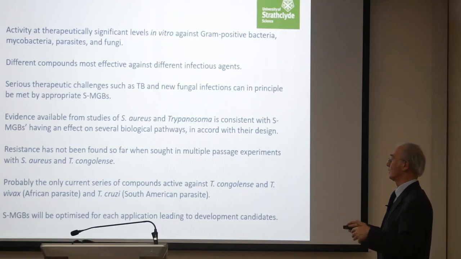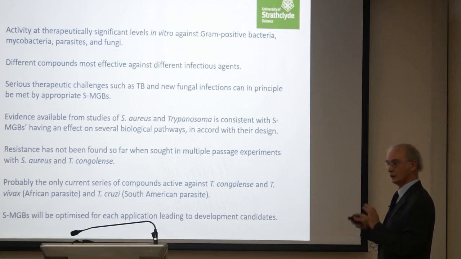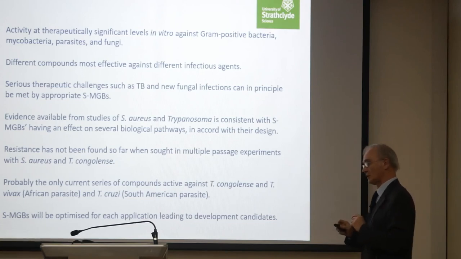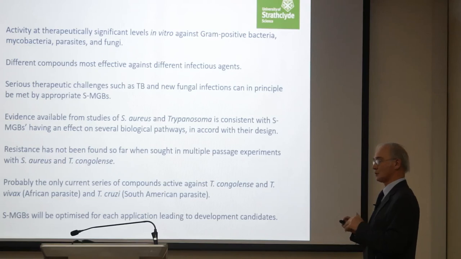I think it will come. I can't believe that biology isn't capable of finding resistance to our compounds, but it's going to be a lot tougher job to find than with a conventional single target drug. And probably from the last study, the only current series of compounds anywhere in the world that can tackle Congolense, Vivax, and Cruzi is based upon our compounds. So we have to optimize each of these candidates to reach a development level stage, at which point, having shown proof of concept and identified development candidates, the academic work more or less stops. Mechanism of action studies can continue, but the discovery process stops, and we depend crucially then upon getting good industrial partners.